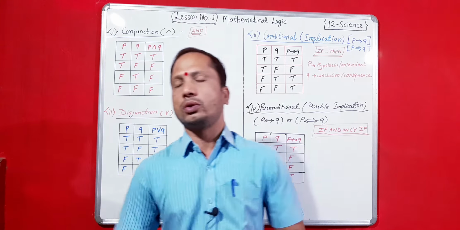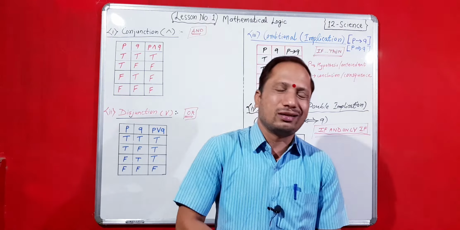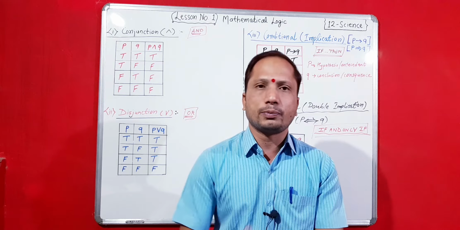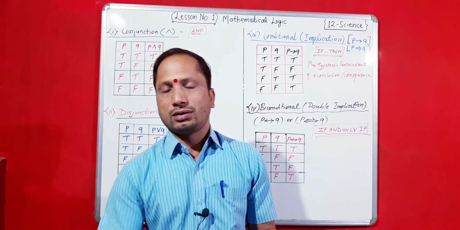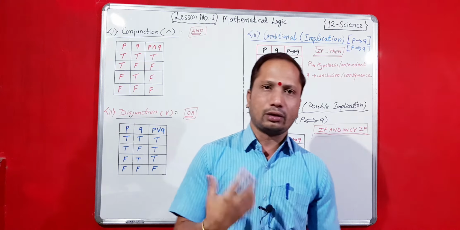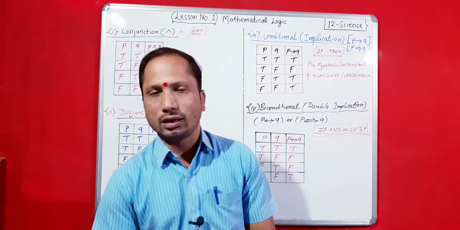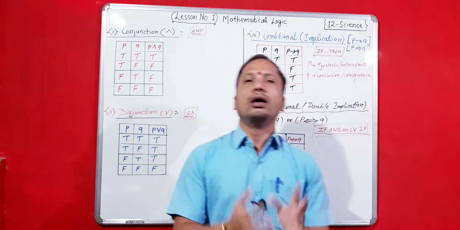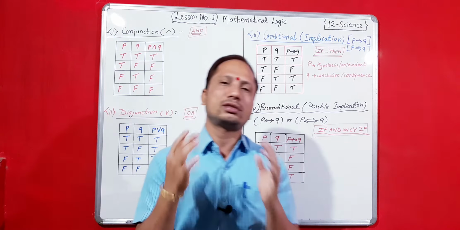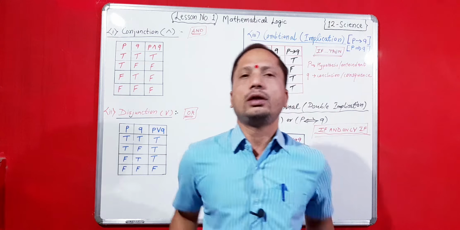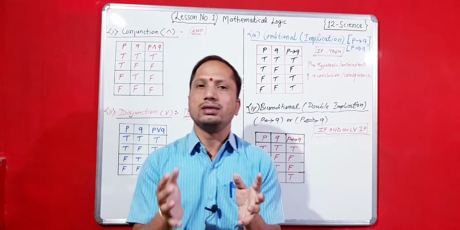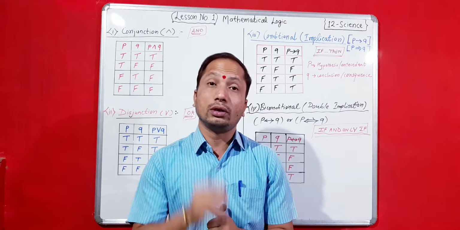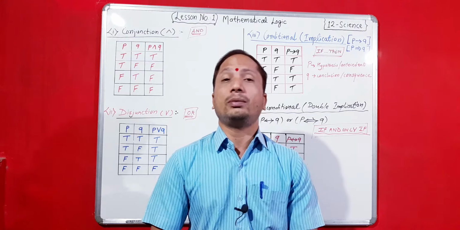We are going to discuss the truth tables of some statements. But before that, I will tell you about the sentences which are not considered as statements: sentences like a request, an order, an exclamatory sentence, an interrogative sentence, or open statements. These are not considered statements in mathematical logic or reasoning in mathematics. Today we are going to learn about truth tables.